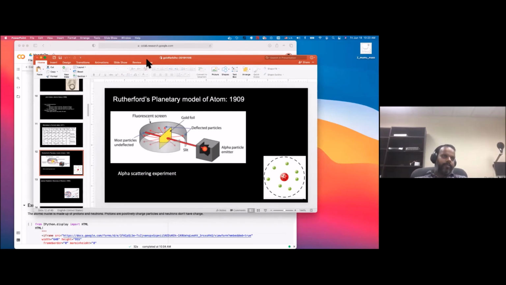Radioactivity was discovered at the beginning of the last century, the 1900s, by Henri Becquerel. He was doing certain experiments with some elements, and he accidentally left these elements very close to a photographic plate.